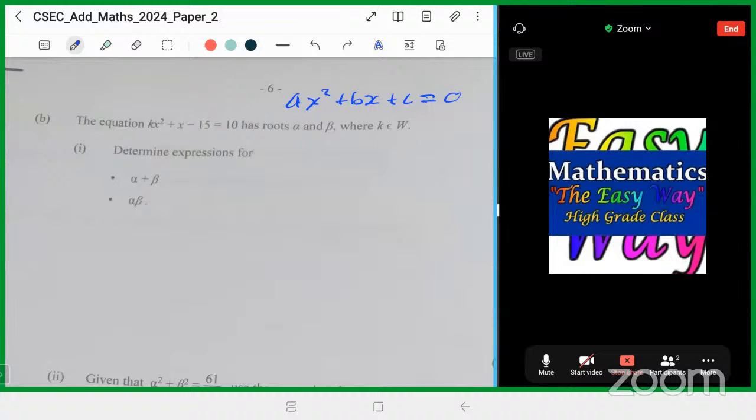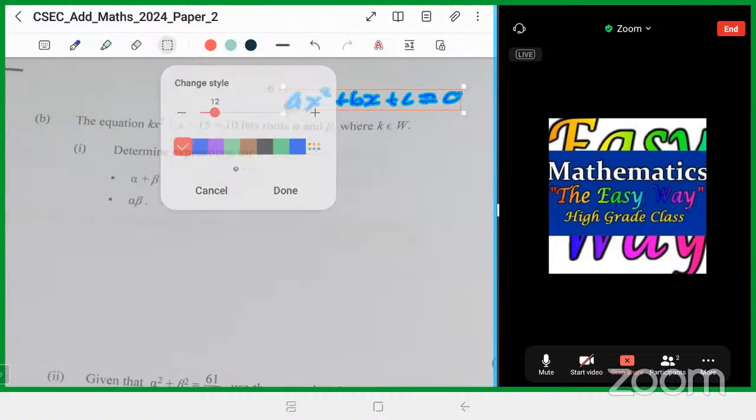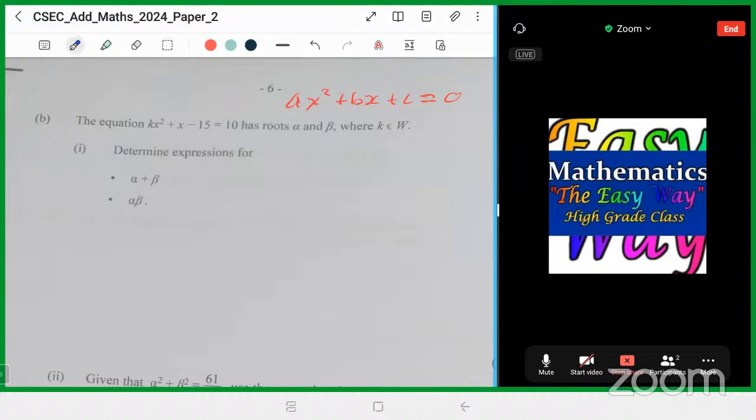Let me put this in red up here. So you see, oftentimes we have to read carefully and pay attention to the details. So this equation, I'm going to rewrite it in the standard form, which is kx squared plus x minus 25 equal to 0. A lot of people are going to do this question and believe they are correct, and they're going to be incorrect. All right. So they want the sum of the roots, which is alpha plus beta.